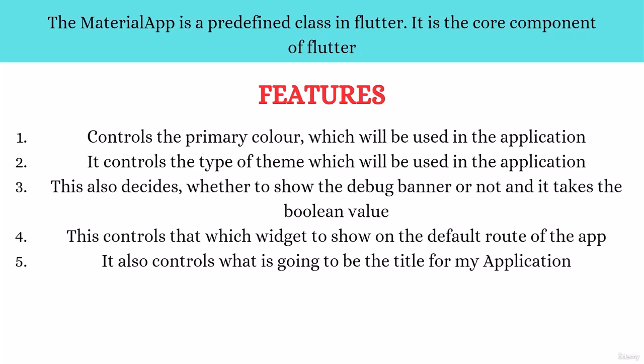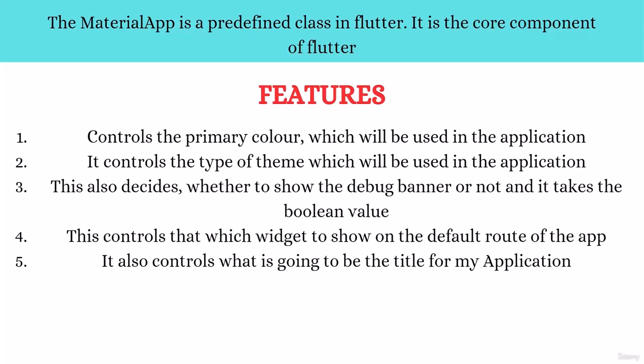And why is the Material App component very important? This is something important that we should know, as we are doing a separate chapter on the Material App. Some of its features are that it controls the primary color which is going to be used in the application. We can fix from the Material App, or write the code, what primary color the application will look like.